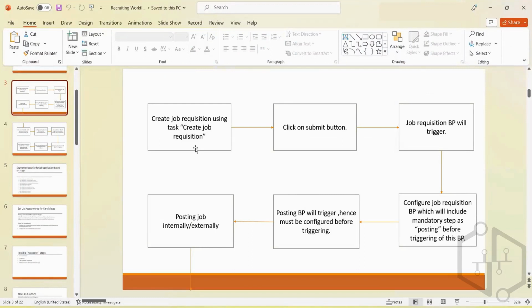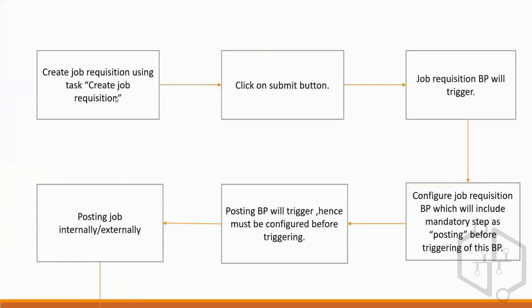Quickly, let me explain. I think you might remember it as well. So it starts with creation of job rec. On clicking the submit button, it will lead to triggering of job requisition BP. So we have to make sure the BPs are configured first in order to do the end-to-end testing. The requisition BP will definitely involve the step of posting. So it's again a sub process, and the posting should occur internally or externally.